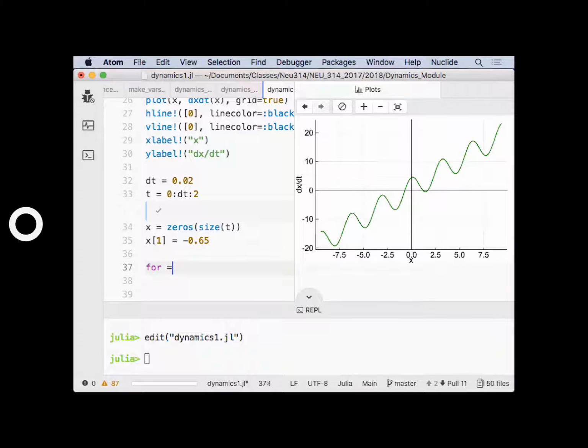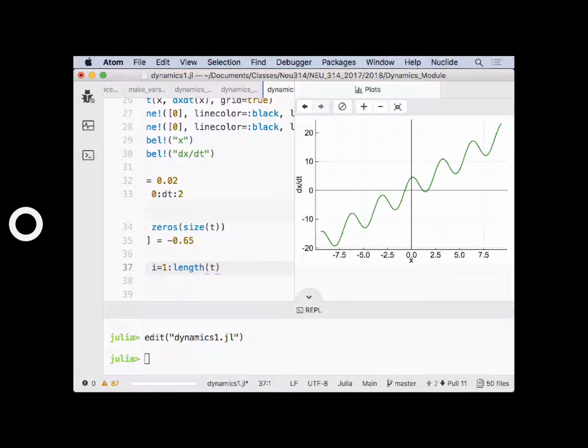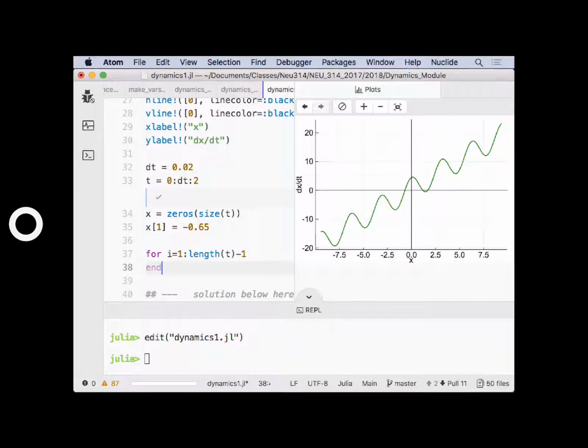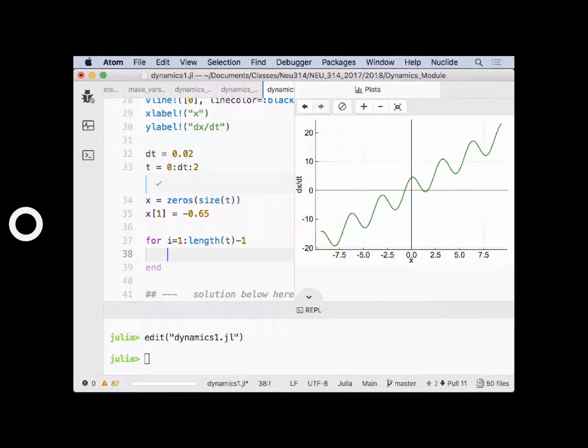Okay, so we're going to run over time. So from the first time step all the way to the last minus 1. And for each time step, we're going to use x at that time step to help us guess what x at the next time step is. Okay? And that's why I'm ending at length of t minus 1, because at that one, we're going to guess what x of the final point of t is.